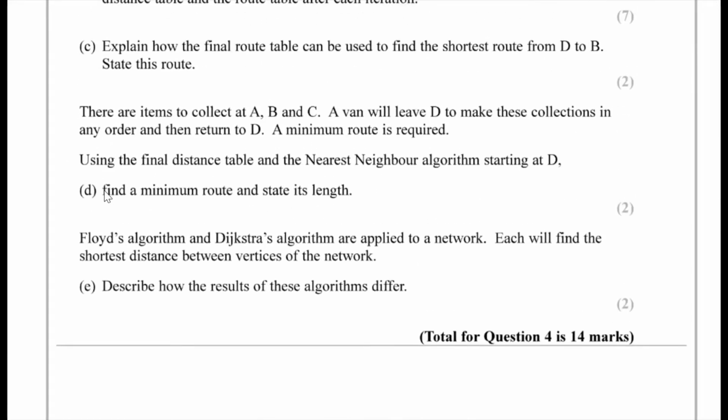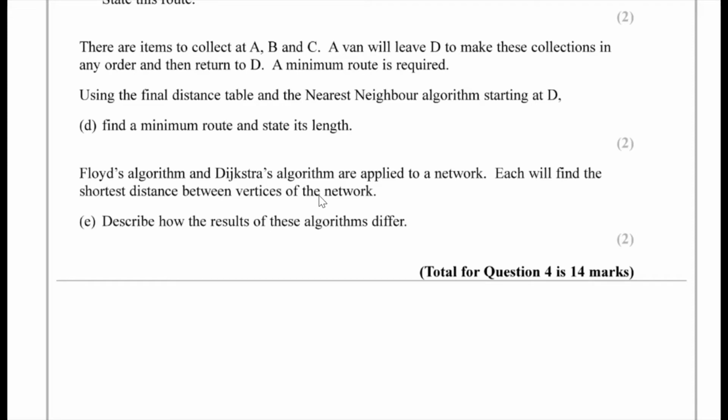Now for part D, there are items to collect at A, B and C. A van will leave D to make these collections in any order and then return to D. A minimum route is required, and we have to find the final distance table and the nearest neighbour algorithm starting at D to find a minimum route and state its length. Okay.